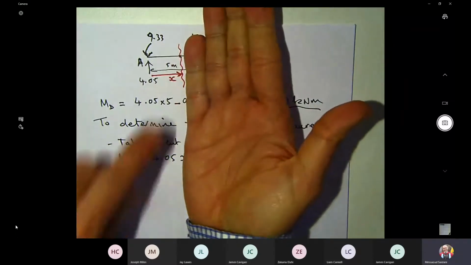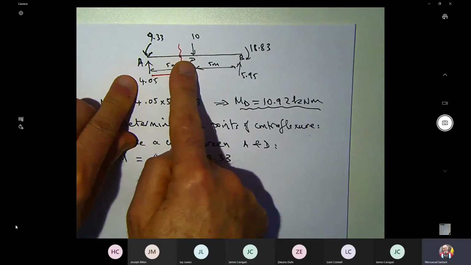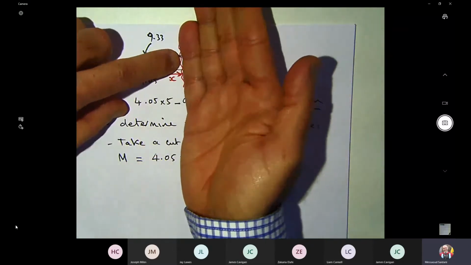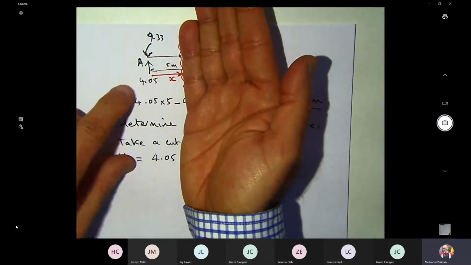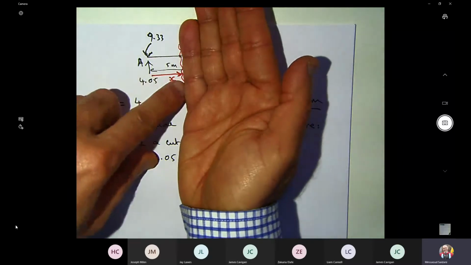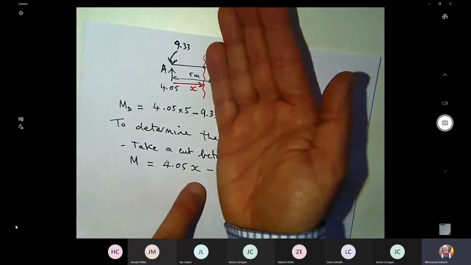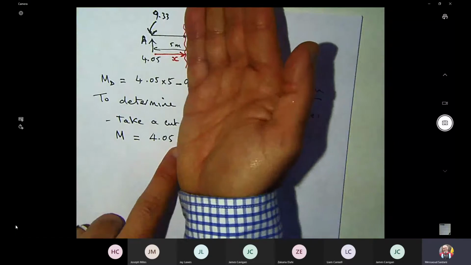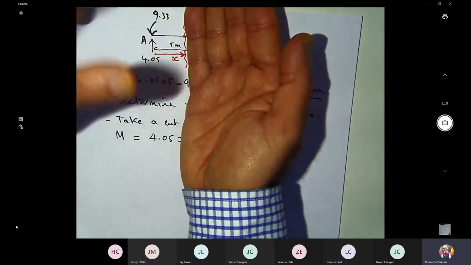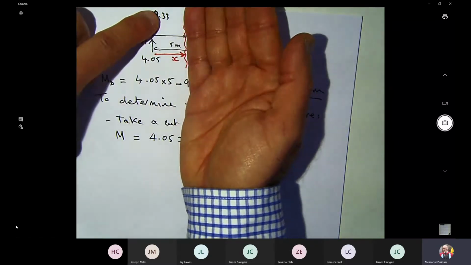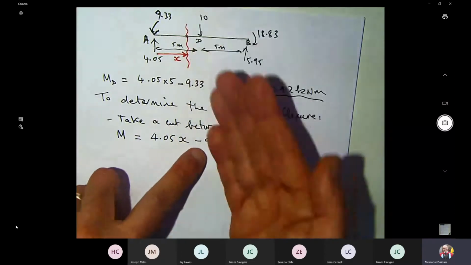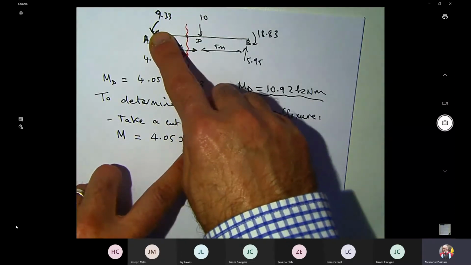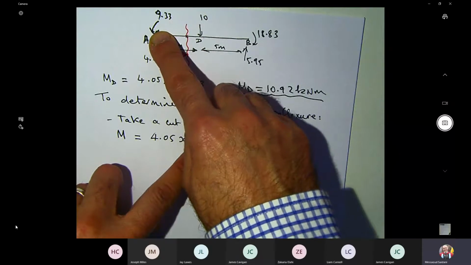So I repeat, we take a cut between A and D, and the bending moment is force times distance. So 4.05 times the distance to the cut here, so 4.05 times x. And then that's already a moment, so you don't multiply it by distance because it is a moment already. So we have minus 9.33. Does it make sense? Is that clear?